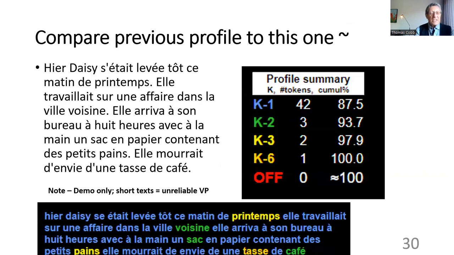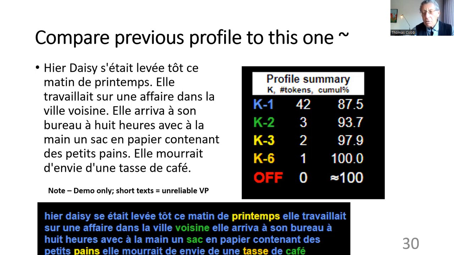Compare that to a simpler text. This is a text that I use on my website for a different purpose. It's for a text-to-speech based dictation. You can go find that on lextutor.ca if you like. It's a simple text made for beginners, more or less, not quite beginners. So, yesterday, Daisy got up early. She was traveling to work in another town. She got to her office at 8 o'clock carrying in her hand a paper bag with buns. She was dying, she was hungry for a cup of coffee. She felt like a cup.